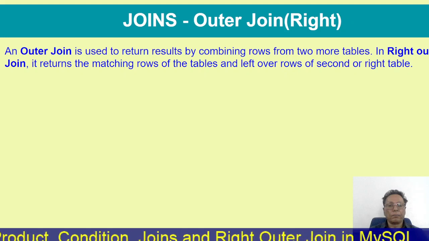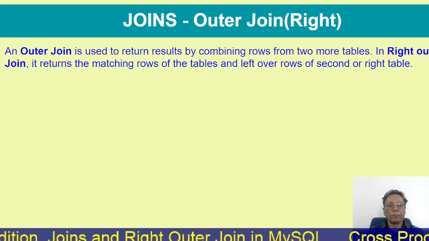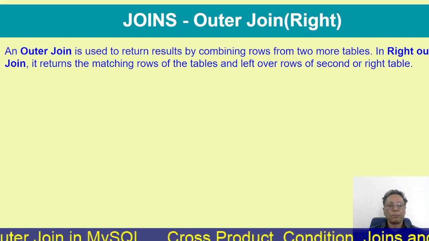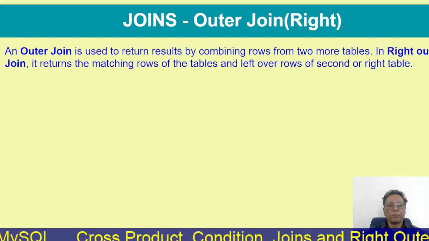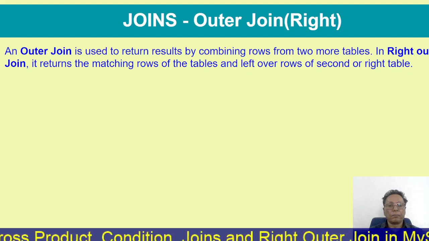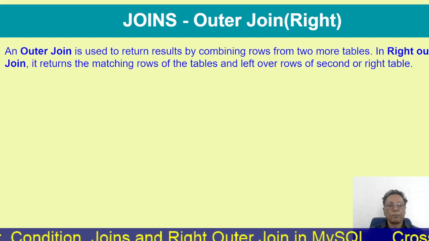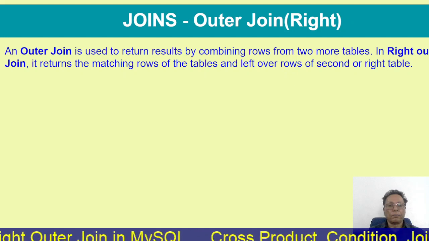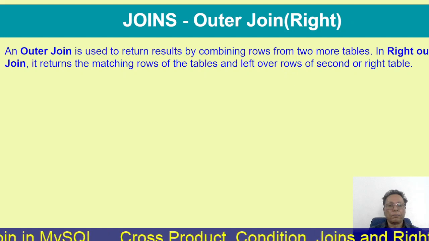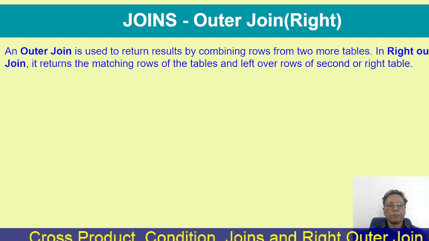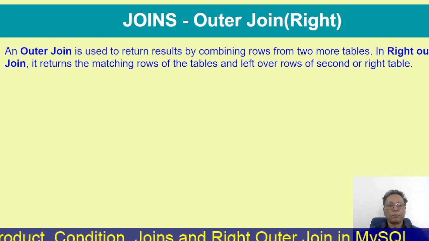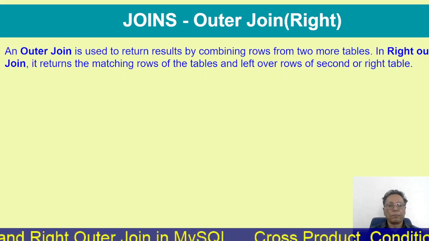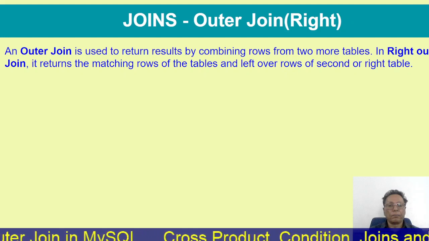So in left outer join, what we have seen is that there were two tables, the left table and the right table, and when we applied left outer join, all the records which were common in the two tables were selected, and in addition the leftover records or rows of the first table, or the left table, had also been selected. So in this case, when we apply right outer join, all the common rows, or the rows which are matching, will be selected, and the leftover records or rows of the right table, or the second table, will be selected.